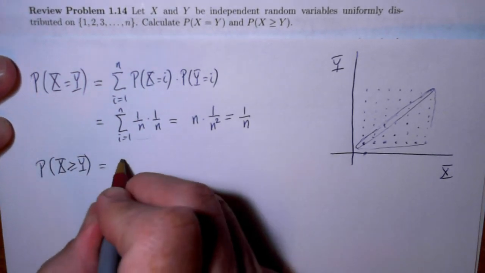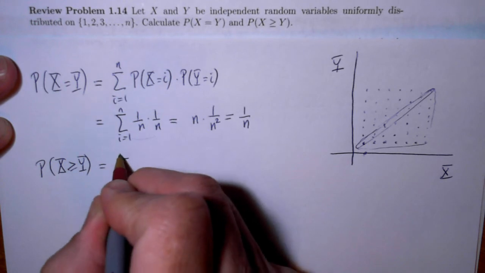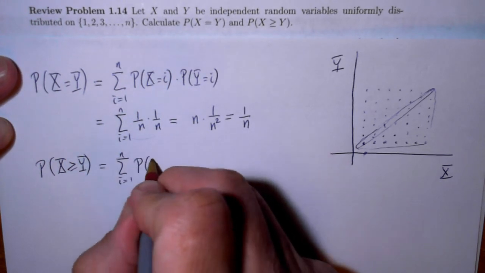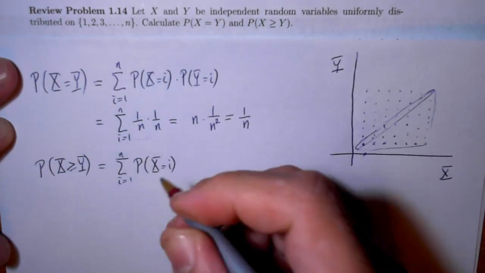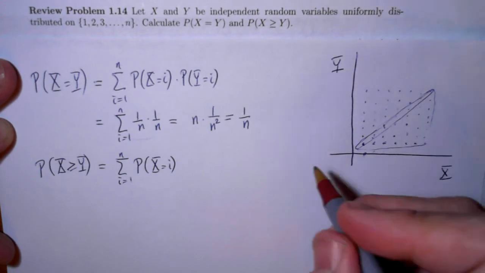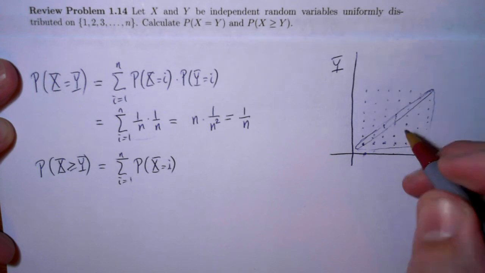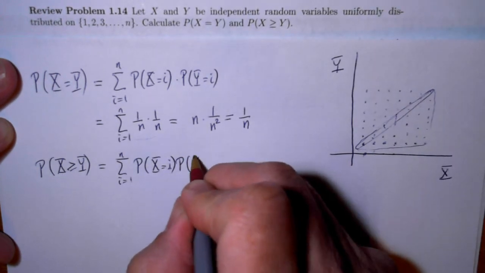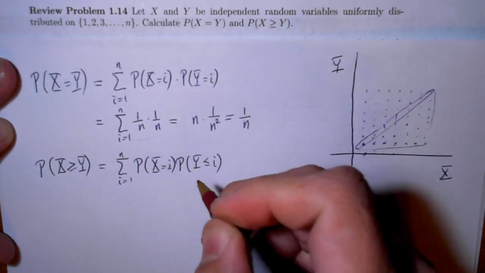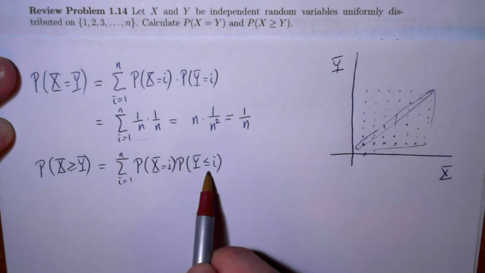Okay, so for this problem we have the summation i equals 1 to n. Now the same logic: x can be any number, but once x is picked, then y has to be less than or equal to that number. So the probability that x is equal to i times the probability that y is less than or equal to i.